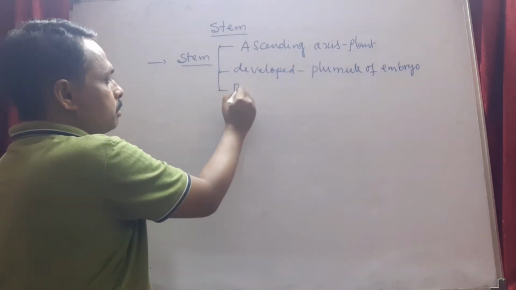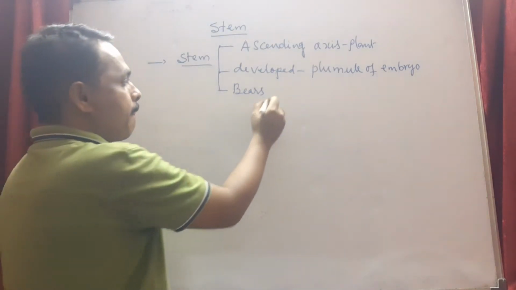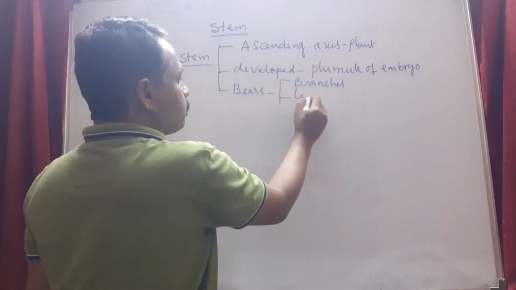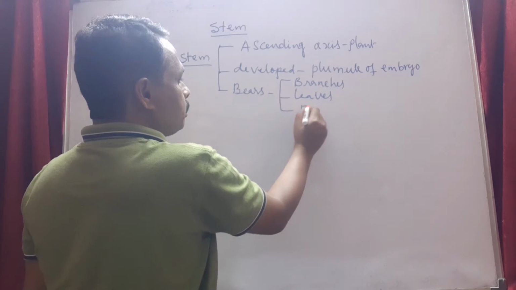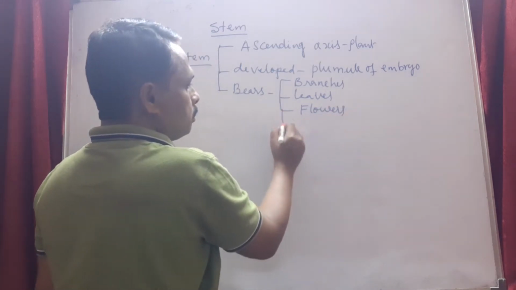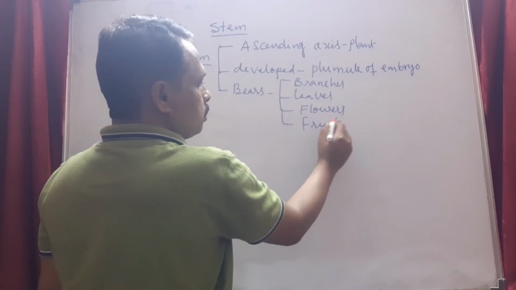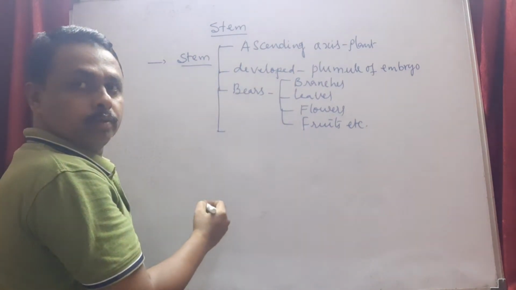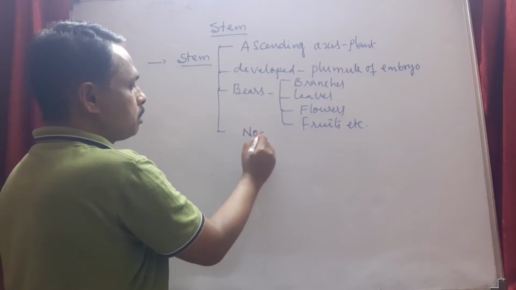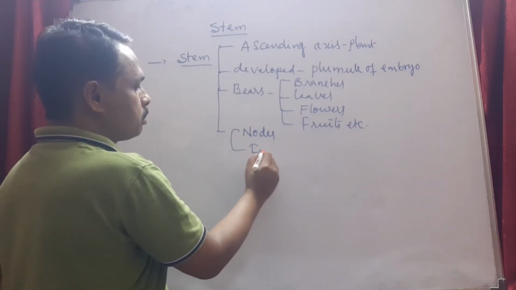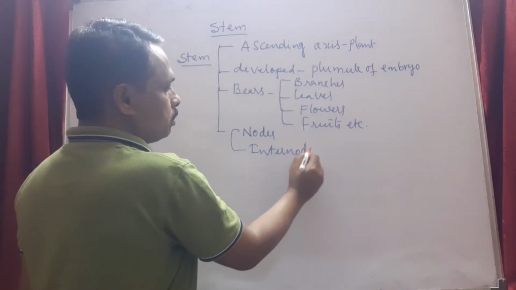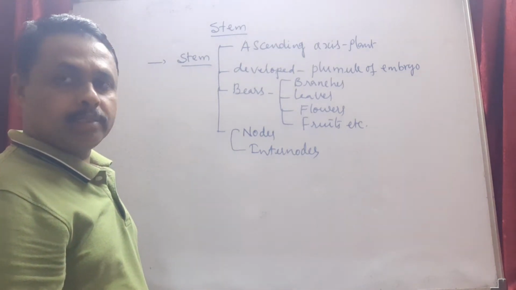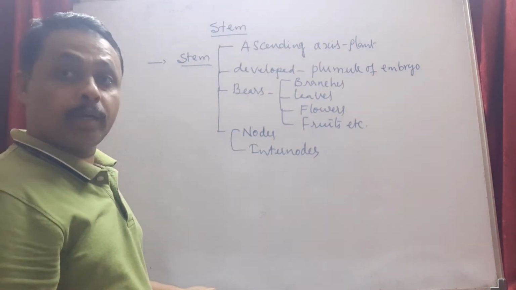This bears branches, leaves, flowers, fruits, etc. This is differentiated into nodes and internodes. Nodes and internodes.